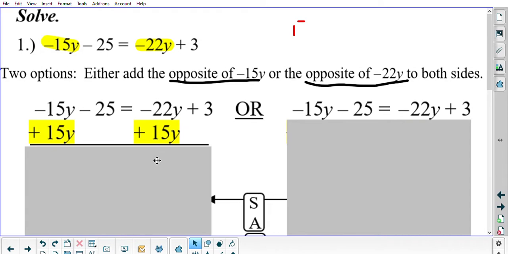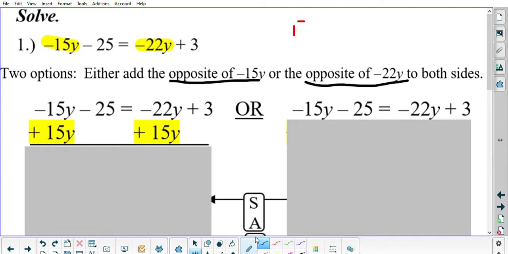If you add the opposite of negative 15y, the opposite of a negative would be a positive, so you would add by positive 15y on both sides. And like I taught you the other day, you need to line up the like terms properly. So notice I did not put the plus 15y's underneath the minus 25 or underneath the 3. I did not, because they would not be like terms. You have to line them up properly.